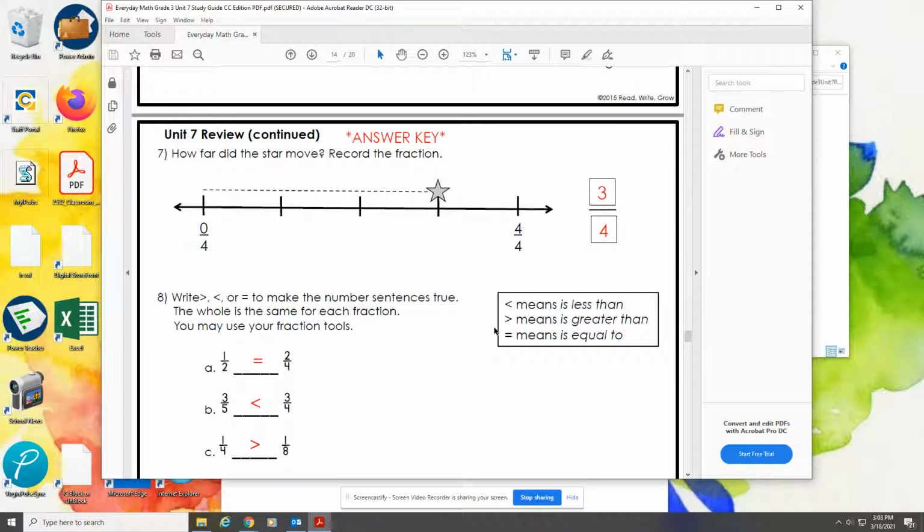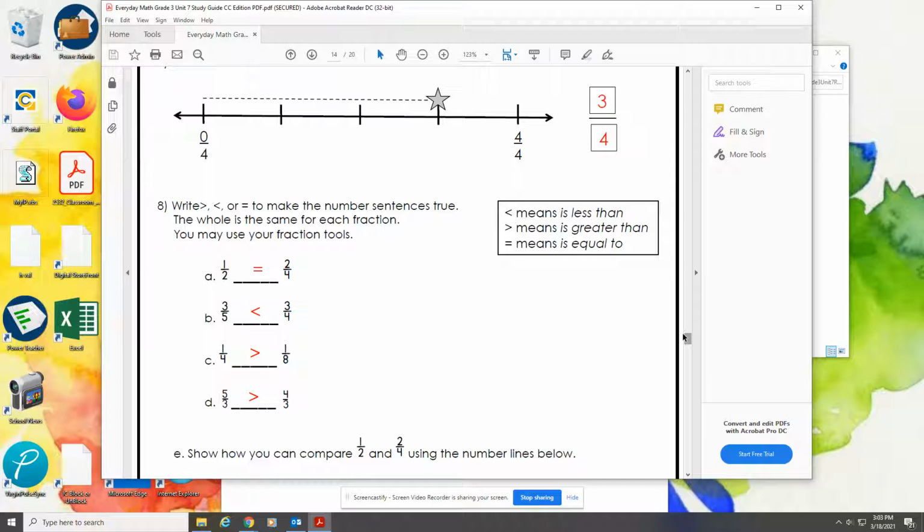1, 2, 3/4. Write greater than, less than, or equal to make the number sentence true. The whole is the same for each fraction. You can use your fraction tools. 1/2 = 2/4. 3/5 is less than 3/4. 1/4 is greater than 1/8. And 5/3 is greater than 4/3.